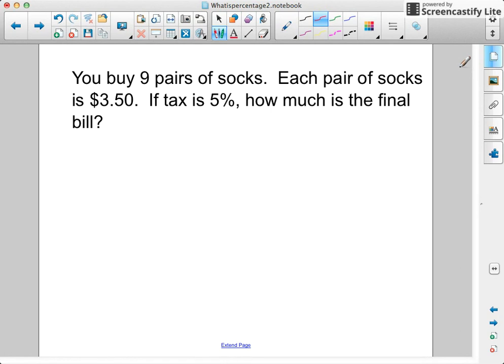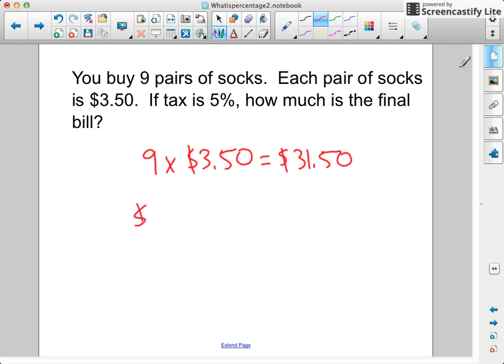Okay, let's say you buy 9 pairs of socks. Each pair of socks is $3.50. If tax is 5%, how much is the final bill? Well, first we need to find out how much the 9 pairs of socks cost. So we go 9 times 3.50. So that's going to give me $31.50.